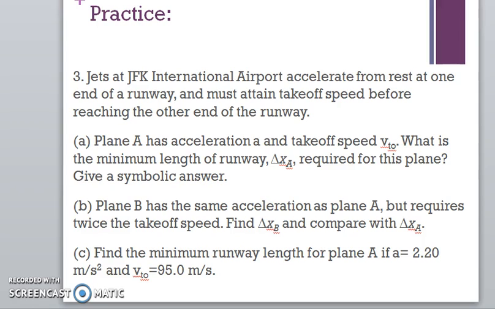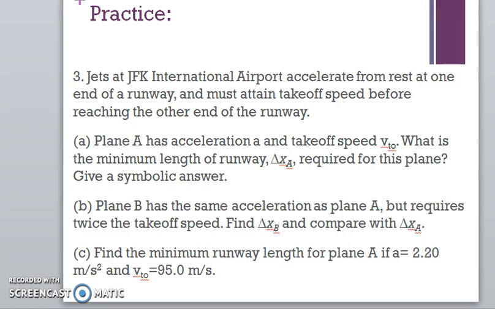TO stands for takeoff. What is the minimum length of runway, delta x A, which is the distance for plane A, required for this plane? Give a symbolic answer. So we're not worried about solving for this problem. It just wants to make sure you know how to set these problems up. So we know there's going to be constant acceleration because if you've ever flown, once a plane gets to its set point on the runway, it sits there and then it starts to accelerate, and by the time you take off you've accelerated in the positive direction for the entire time. So constant acceleration. So we have plane A taking off.